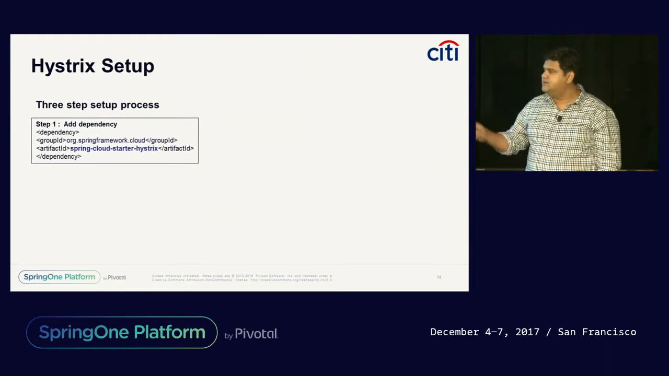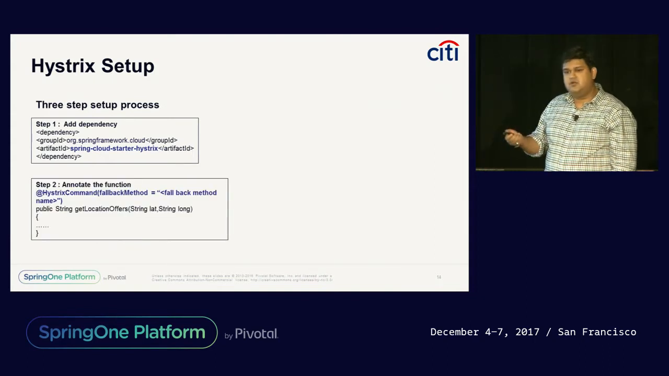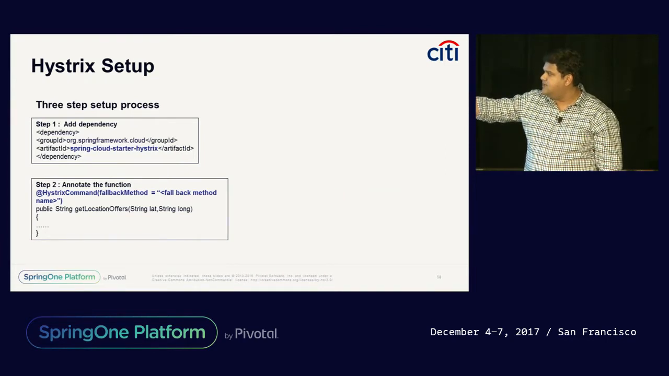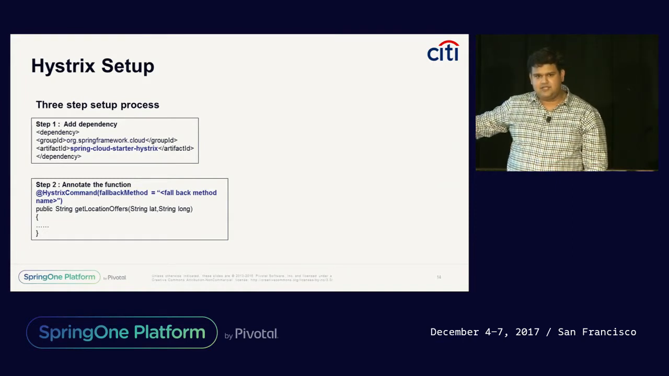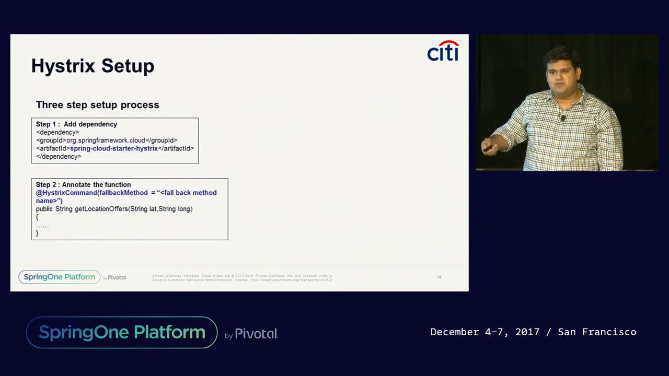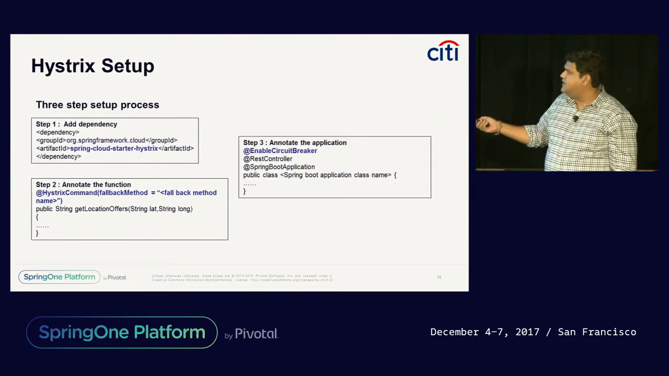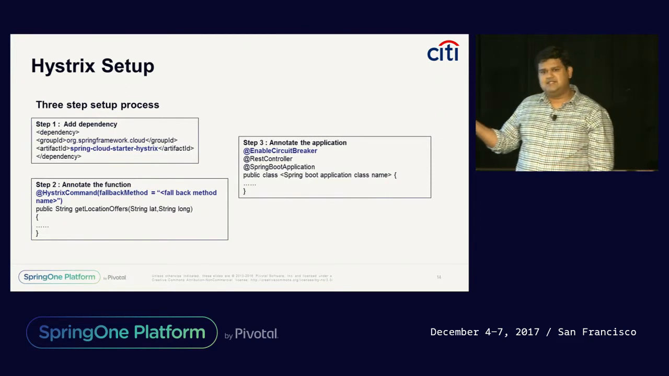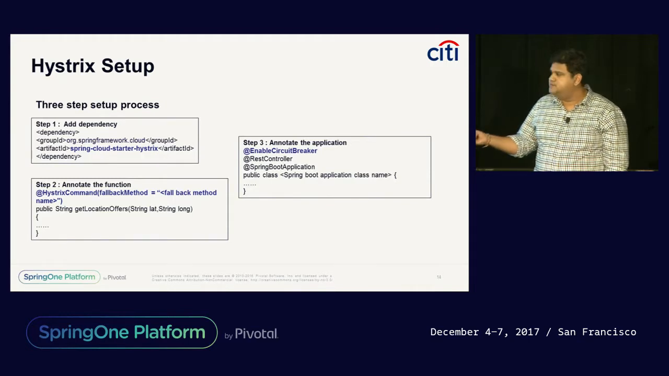the circuit breaker pattern. Step 2 is to annotate the function you want to protect behind the circuit breaker with @HystrixCommand. And then, as you can see, you can also supply an additional attribute to that annotation. In this case, I have specified a fallback method to be executed when the circuit is open or whenever there is a fault or an error. And step 3 is basically to annotate the Spring Boot application class itself with @EnableCircuitBreaker, which will do the trick for you.